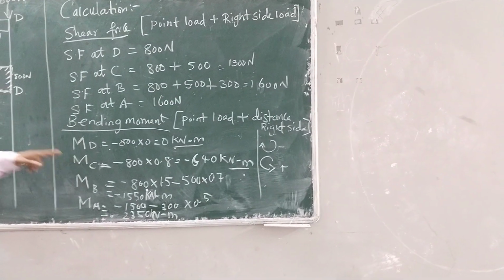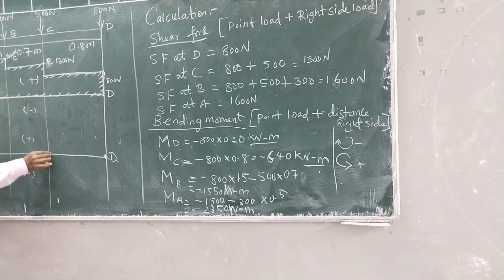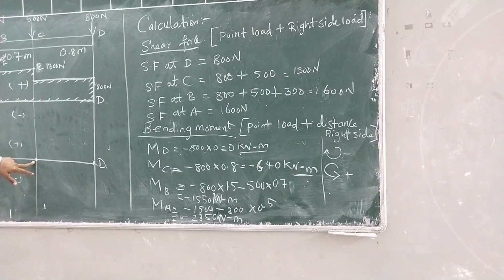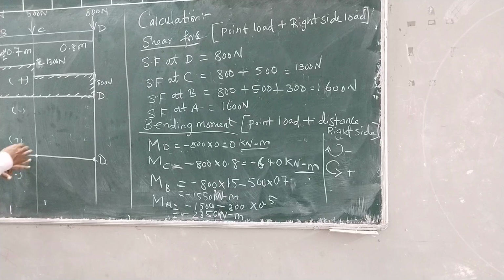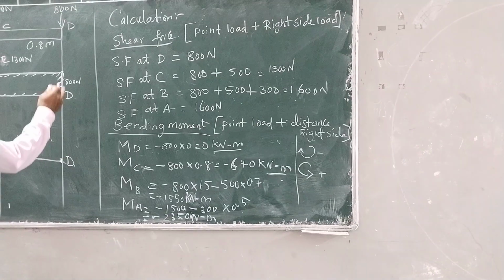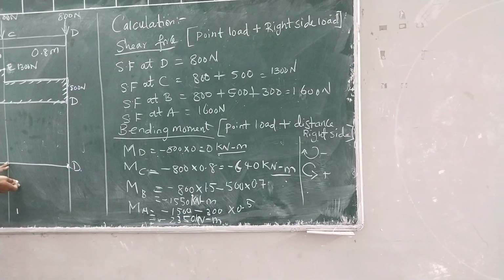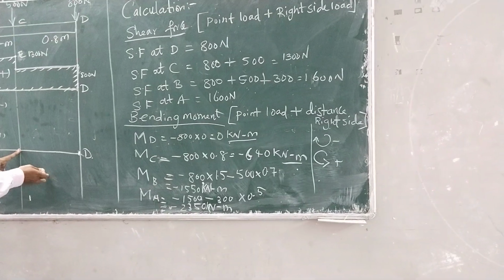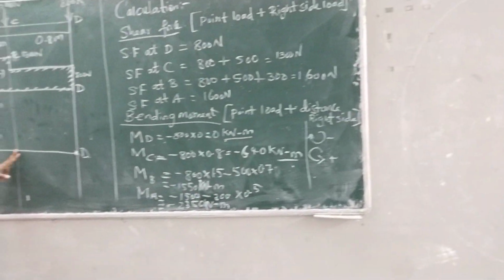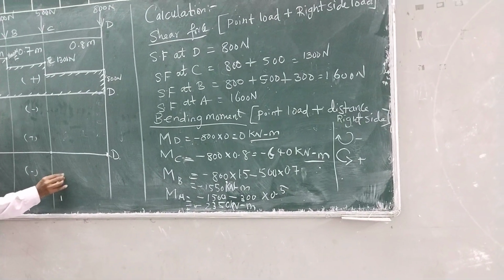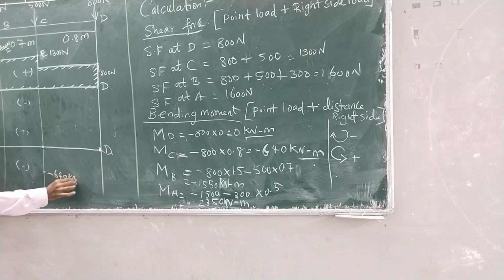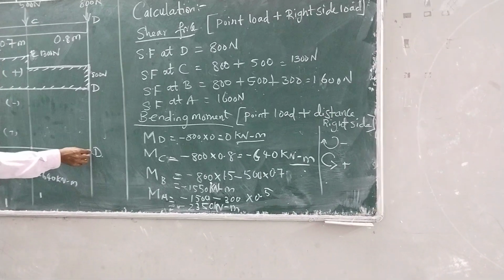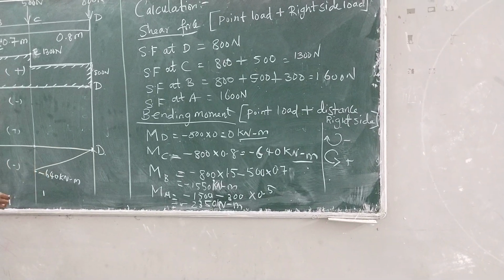So next, the bending moment at C. Here, at C, the point load of 500 has no known distance, so we cannot consider it. From the right side we consider the 800 load. The distance will be 0.8, so minus 800 into 0.8. We multiply that, and the value is minus 640 kilonewton meter. So here we can draw the straight line.